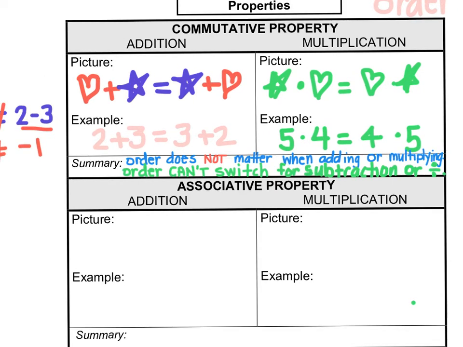Please also include in your summary that the order can't switch for subtraction or division. It can only switch for addition and multiplication. Let's move on to the associative property.